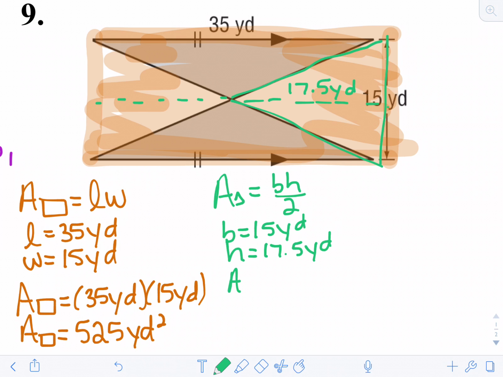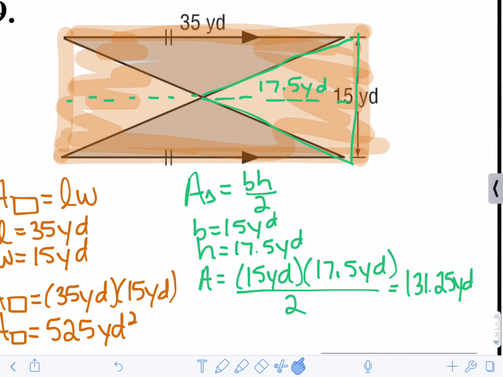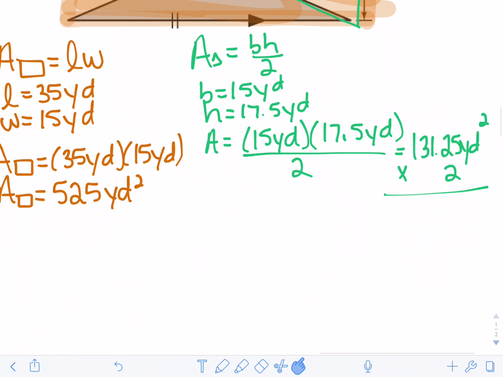When I plug this in, area is going to equal base, which is 15 yards, not yards squared, just yards, times height, which is 17.5 yards, divide that by 2. That should come out to 131.25 yards squared. That's just one triangle. So I've got to multiply this by 2 because I have 2 triangles in there. When I multiply that by 2, I get 262.5 yards squared.